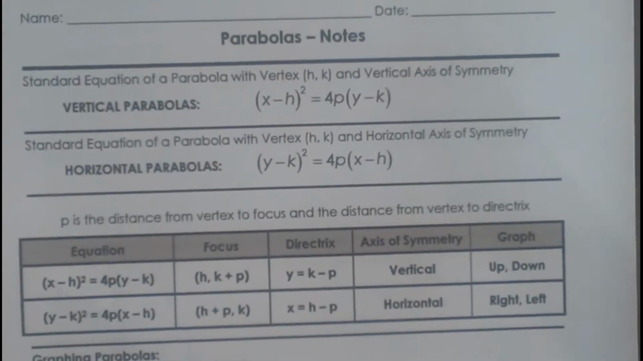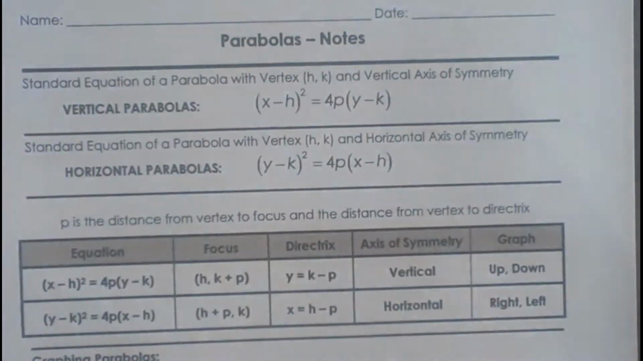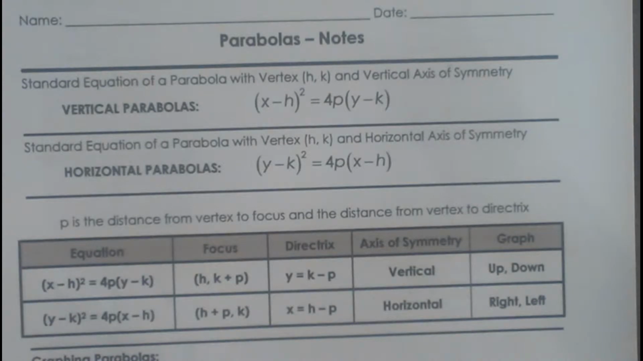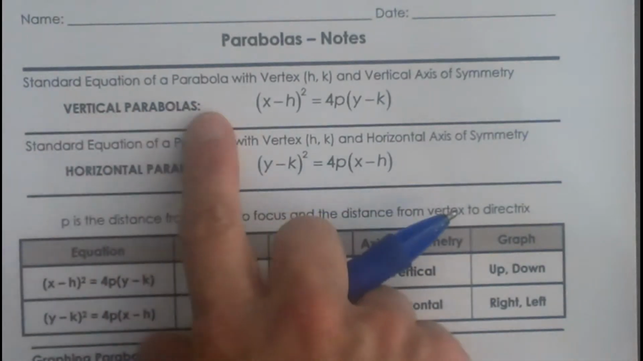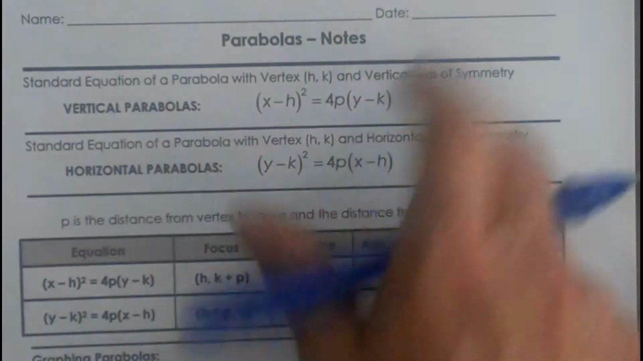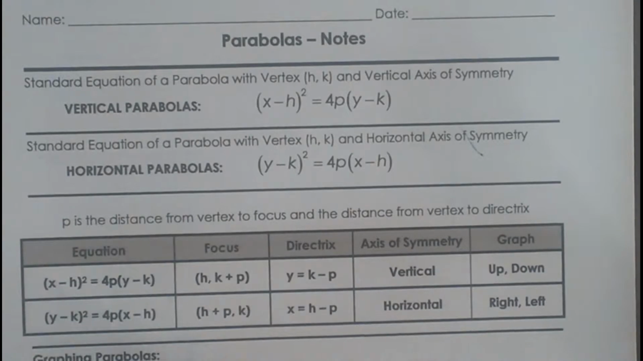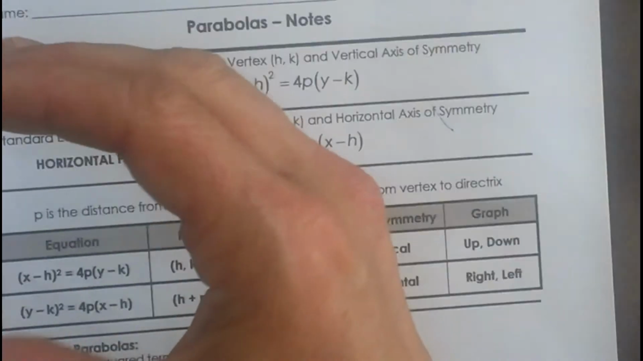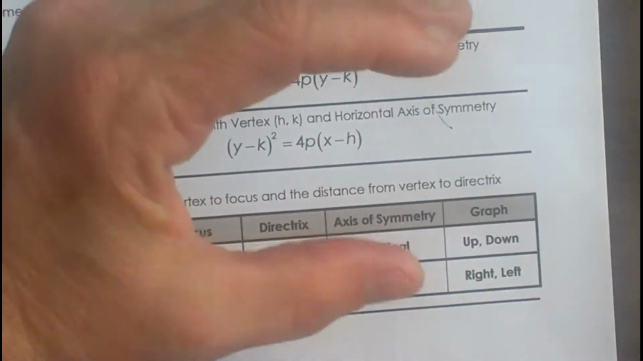Welcome back to MooMooMath. Today we are finishing up parabolas, which are conic sections. And this is the last lesson in our summer course. We're going to look at vertical parabolas, which means they face up or they face down. And we're going to look at horizontal parabolas, which face left or they face right.